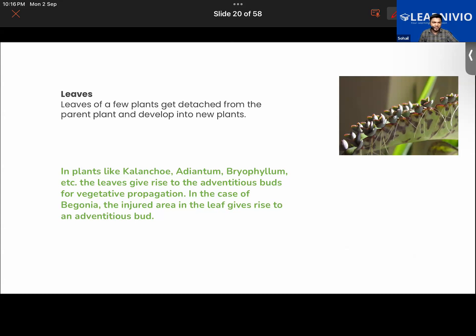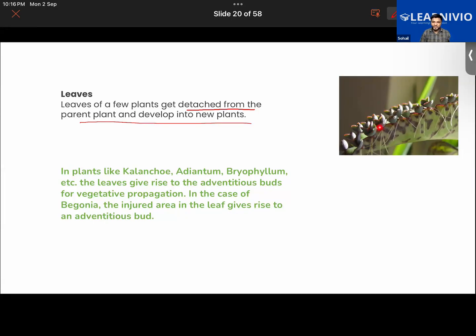Next, we have vegetative propagation by the leaves. Leaves are another vegetative part of a plant. So leaves of a few plants get detached from the parent plant and can develop new plants. For example, you have the example of bryophyllum right now. If you look at this plant over here, this leaf here, what do you observe?